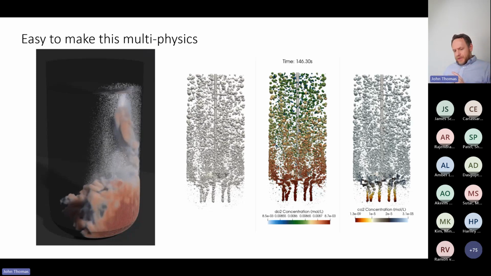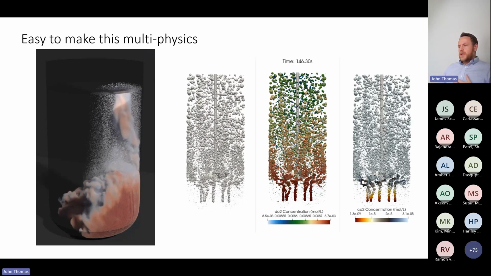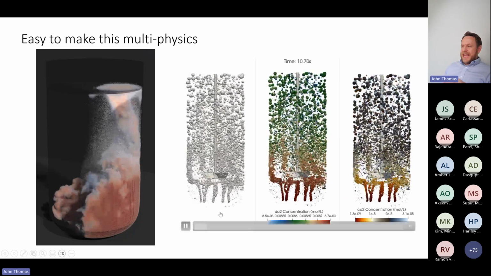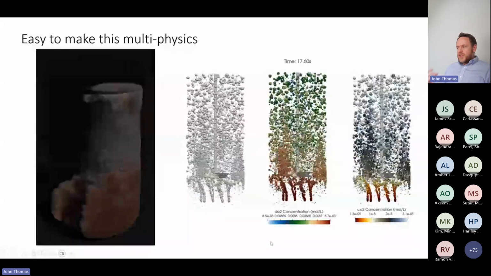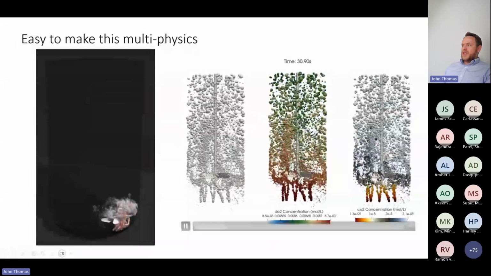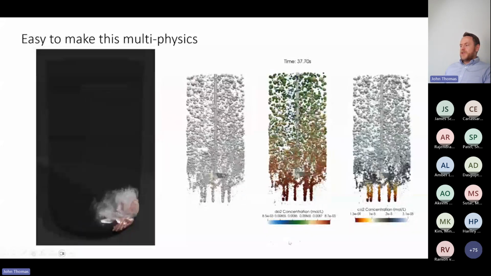The bubbles are fully coupled with the fluid. This is not hard to do. Likewise, we can look at this from the perspective of the bubbles. Here I've got that same bioreactor. I have oxygen-rich bubbles coming in, I should say. They're not losing a lot of oxygen, but these are air-rich bubbles.